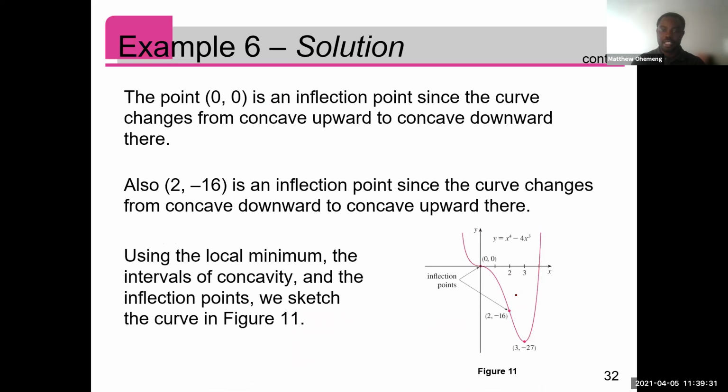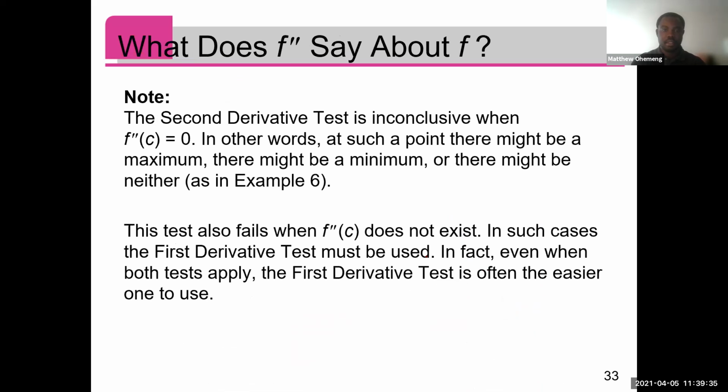Now, as I said, the curve sketching will be in chapter 4.5, right? So this is just the sketch. And this is just the note. The second derivative test is inconclusive when F prime of C equals 0. In other words, at that point, there might be a maximum, there might be a minimum, or there might be neither, right?